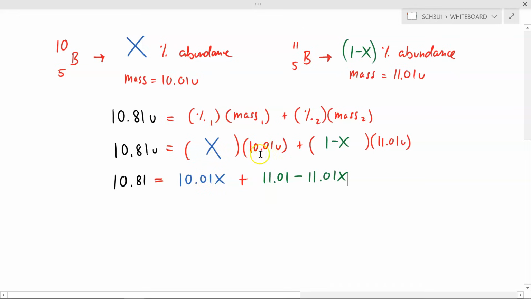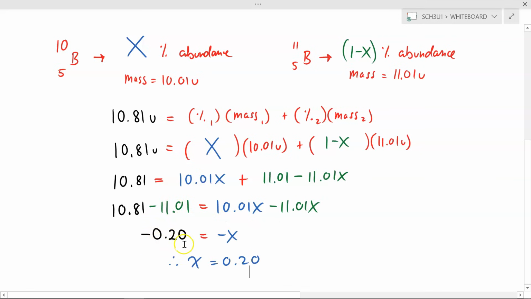Alright, so I'm going to start by expanding my variables. So 10.01 times X equals 10.01X. 11.01 times 1 equals 11.01. 11.01 times negative X gives me negative 11.01X. I'm going to now rearrange and collect some like terms, giving me negative 0.20 equals negative X. Therefore, X is equal to 0.20.